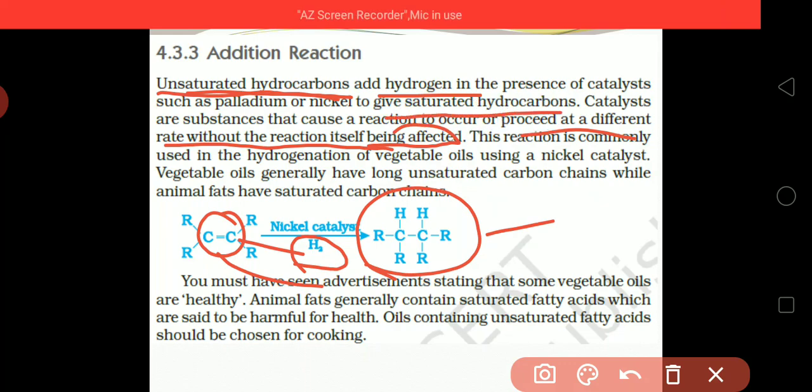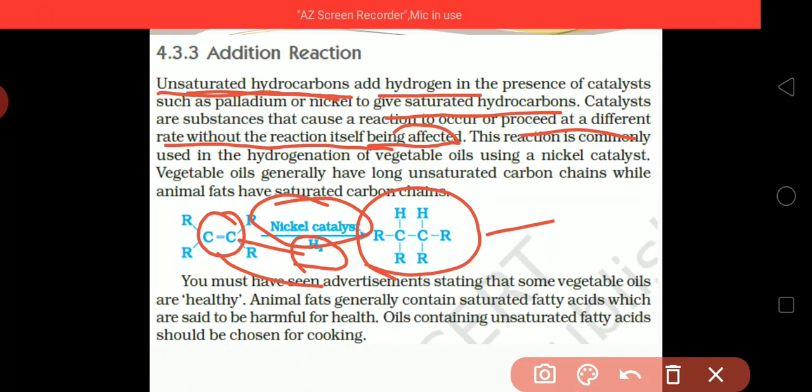So that is the sentence. Here you can see that in the presence of a catalyst such as palladium or nickel, here nickel is used as a catalyst, it will give a saturated hydrocarbon.